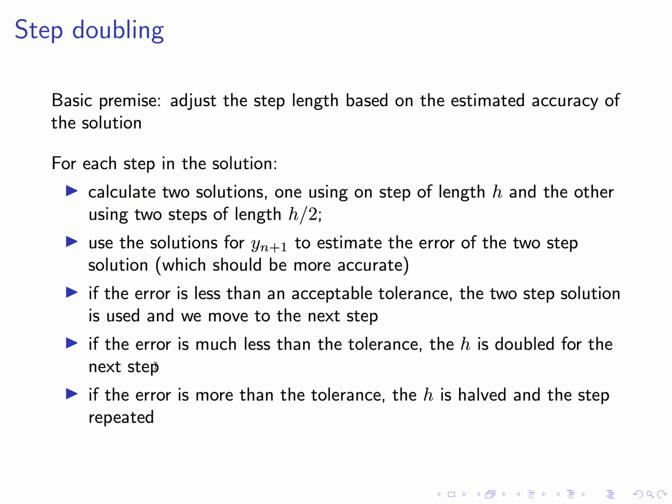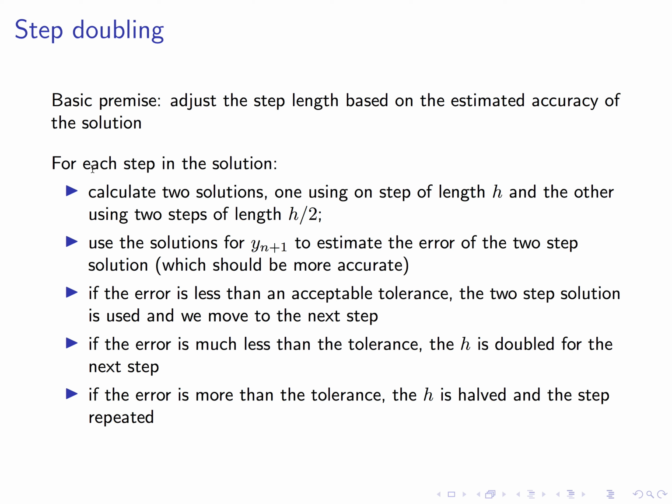The first method which we're going to be looking at in order to try and improve on the computational efficiency and accuracy of a method is called step doubling. Now in the past, whenever we dealt with Runge-Kutta methods, we've always used a constant value of the step length h. Well, step doubling seeks to adjust the value of h depending upon how accurate the solution is. So the basic premise is adjust the step length based on the estimated accuracy of the solution.